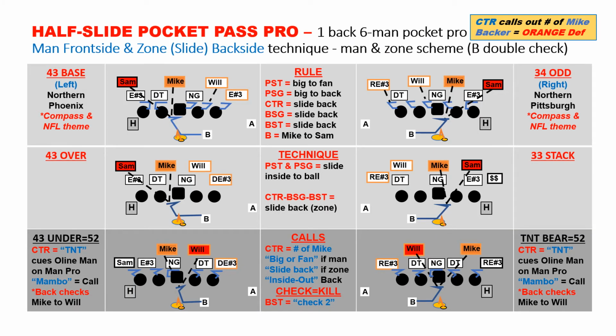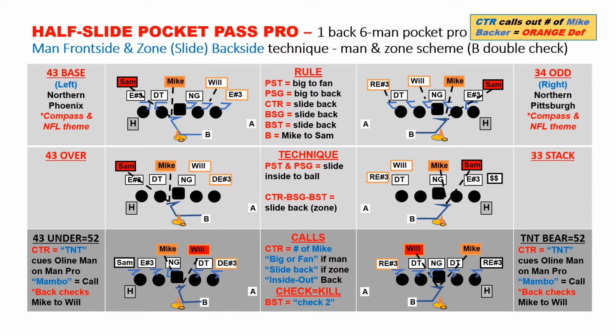All right, this is the foundation of our pocket Pass Pro. We use a half-man slide protection. It's a 6-man protection out of our 1 back. Rules here are simple. The front side, or the call side, is in a man scheme, and the back side is in a zone scheme. That's the half-slide, half-man protection.